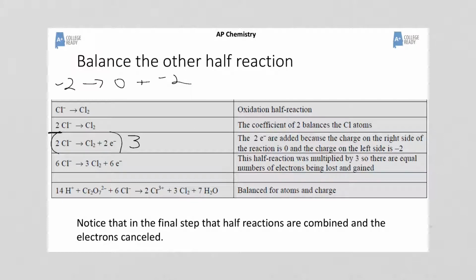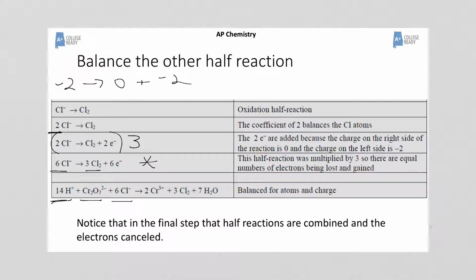And then this final step here is where they've taken the previous half reaction with the chromiums, and this new balanced version of the chlorines, and they've added those together. So notice the 14 H plus came from the previous half reaction. There's our dichromate ion, and then the 6 chloride. So all the reactants get put back together. And then on the product side, we have our 2 chromium ions, 3 chlorines from here, and then that 7 water.